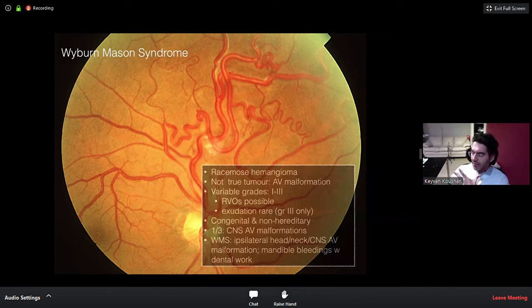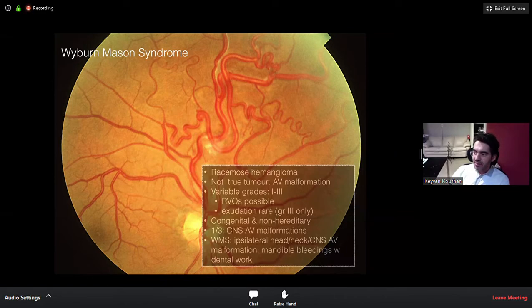So you can have ipsilateral head, neck, CNS, mandible bleeding, and dental work. So this facial AV malformation is associated with Wyburn-Mason syndrome. Say someone comes to clinic with this; among all these diseases we're going to talk about, this is the most common that you're going to see for sure. If you see someone, don't ignore it, either yourself or someone else.